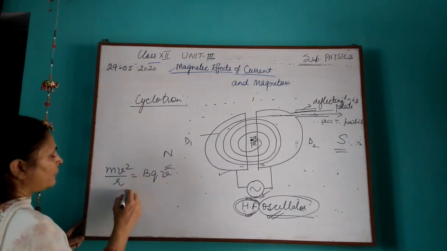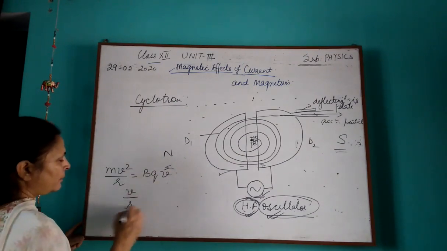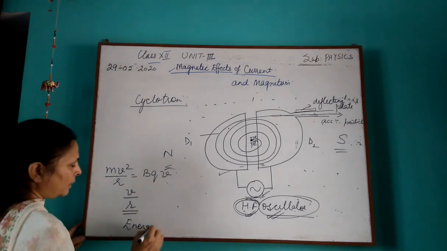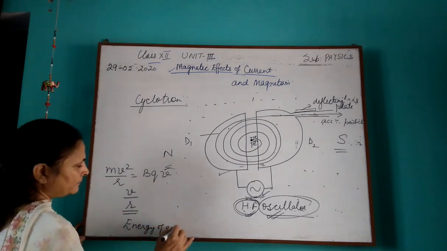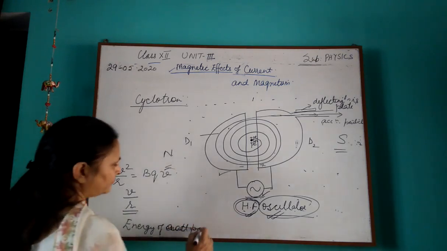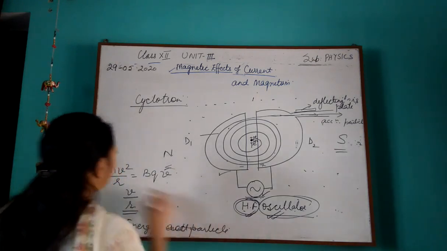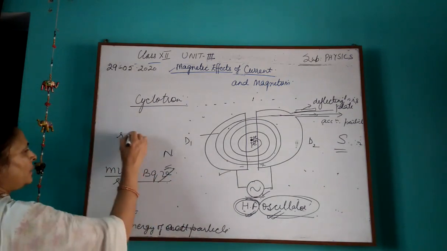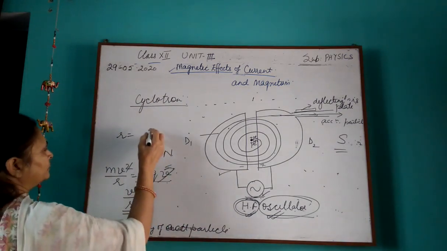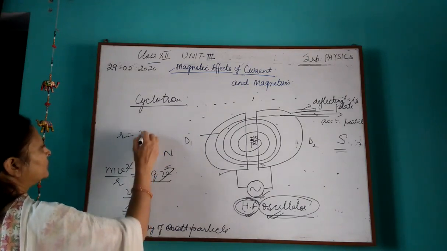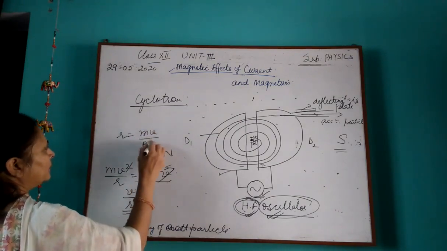So from here we can find out v, we can find out r, we can also find out the energy of the emitted, accelerated particles. See, from here how will you find out r? We will cancel out with that. So r will be equal to mv over Bq.